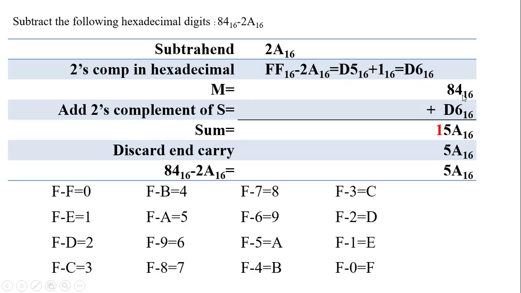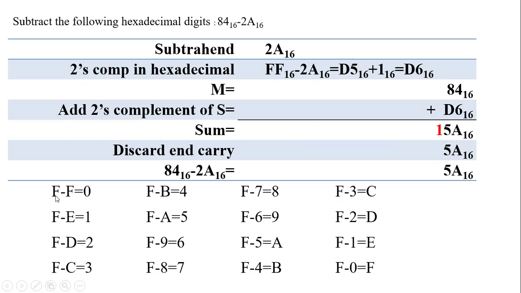So this is the minuend. Add the 2's complement of the subtrahend, d6. This is the subtrahend. When we add, we get an end carry. So we have to discard this end carry. So the difference is 5a in hexadecimal.